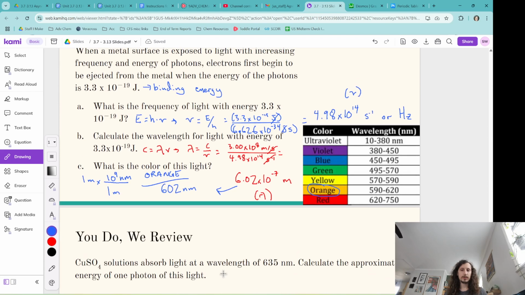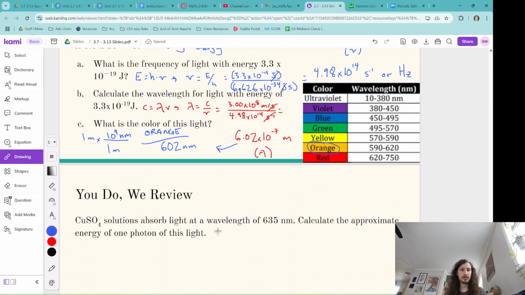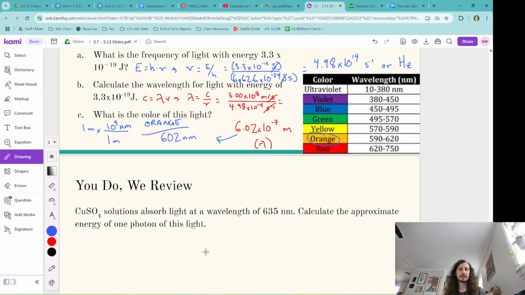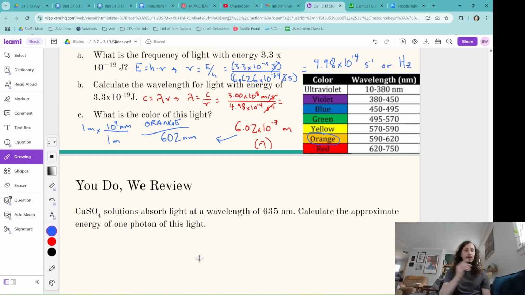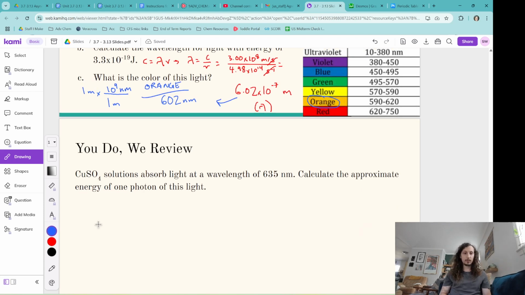All right, last question. Copper sulfate solutions absorb light at a wavelength of 635 nanometers. Calculate the approximate energy of 1 photon of this light. Okay, so now we're going basically in the reverse direction. We've got wavelength. We're going to go from wavelength to find frequency from that speed of light equation. From frequency, we're going to find the energy from that E equals h nu equation.